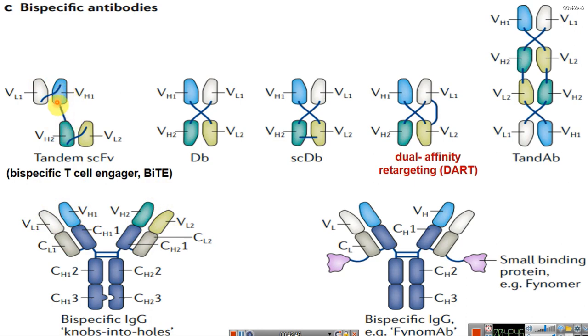Both the V regions are fused, and then these two are connected with each other with a bond. Okay, so this is a single scFv, single chain fragment variable region. Okay, so this is the scFv. So here two scFvs are joined.